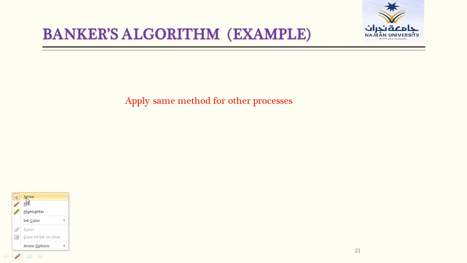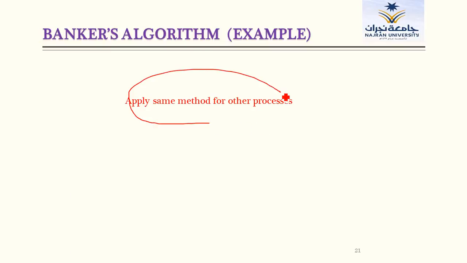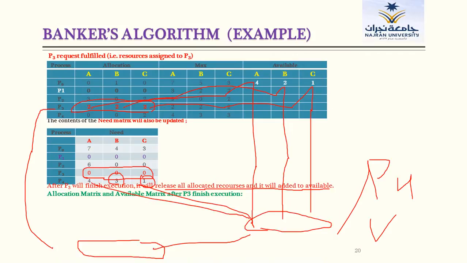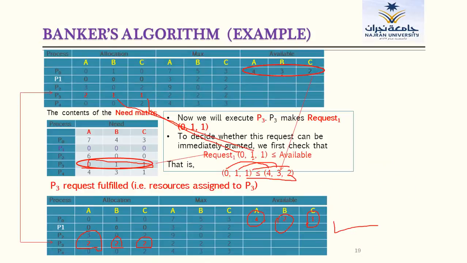So this is the way we have to apply the banker's algorithm on the processes and the number of resources. One very important thing is the condition that request must be less than or equal to available. If request is less than or equal to available, then we execute, otherwise we do not execute.